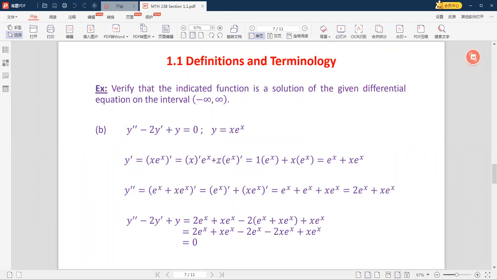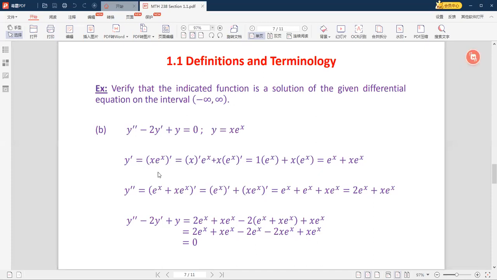Okay, for this problem, we've got x times e to the x. So obviously that's a product of two functions. You can call them f and g. So we have to use the product rule. So what's the product rule?